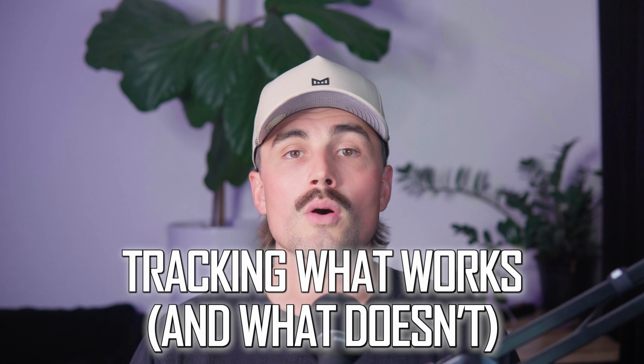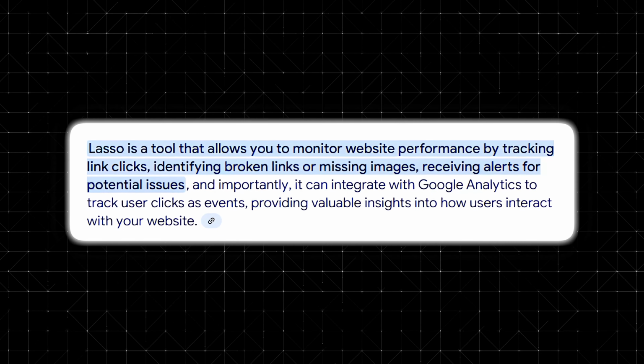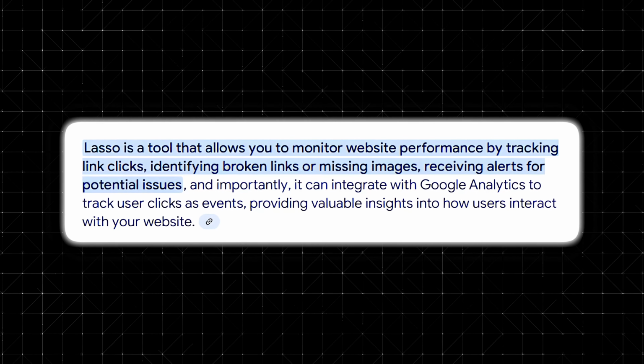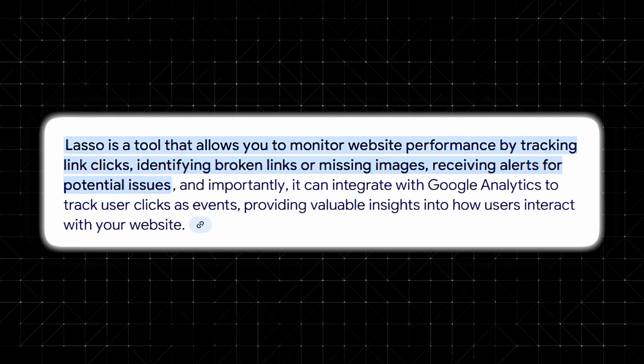Step 7, tracking what works and what doesn't. Once you've got links in place, you want to see what's actually performing. Lasso helps with that too. You can see which links get the most clicks, find broken links or missing images, get alerts when something goes wrong, and connect Lasso to Google Analytics to track links as events. All of this helps you double down on what's working and clean up what isn't. No more guessing, just data.